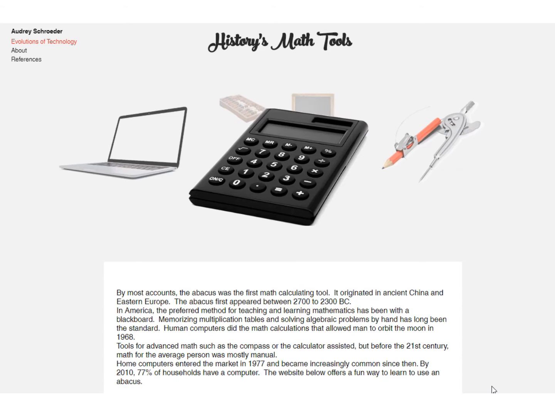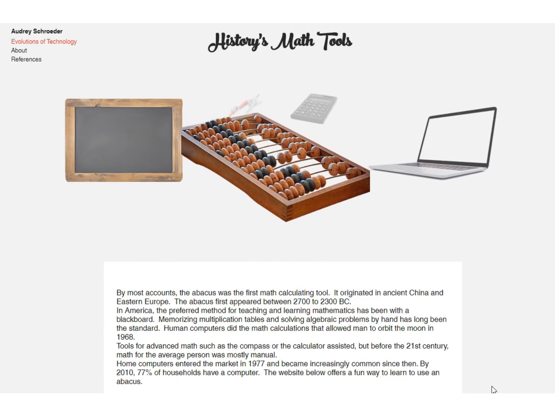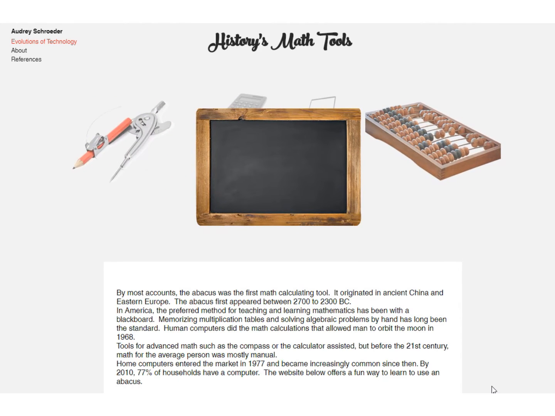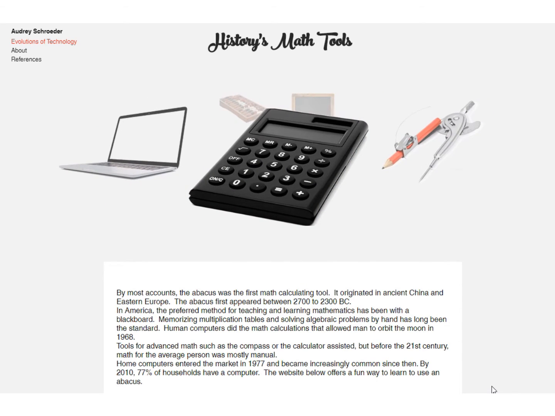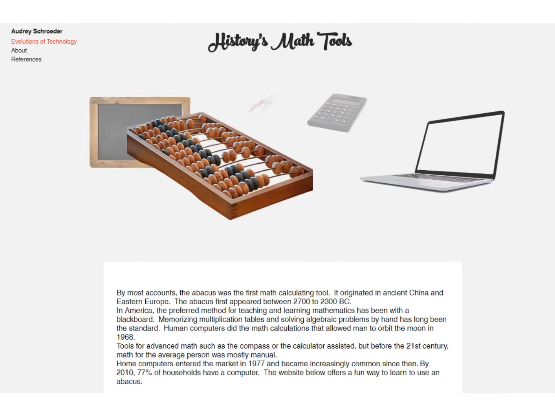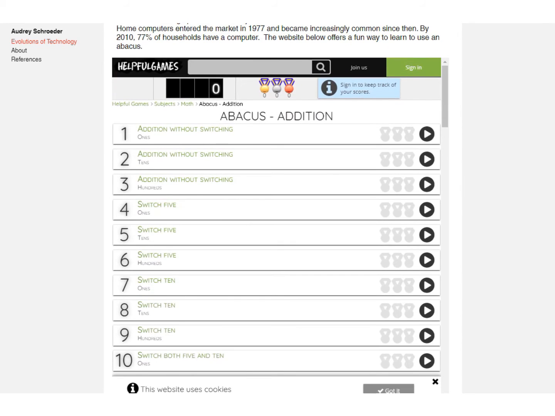The next exhibit is History's Math Tools. The abacus, slate, compass, calculator, and modern computer rotate on a 3D carousel. Below the images is an interactive abacus where a user can acquaint themselves with the ancient abacus to do math.